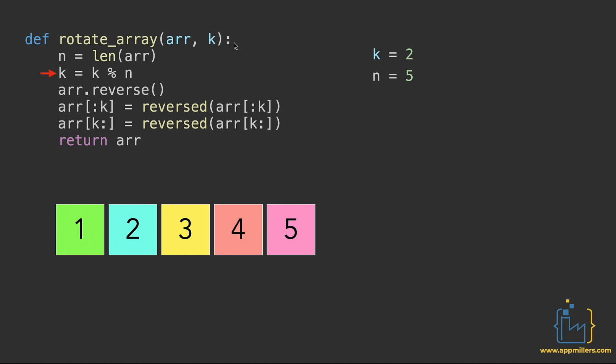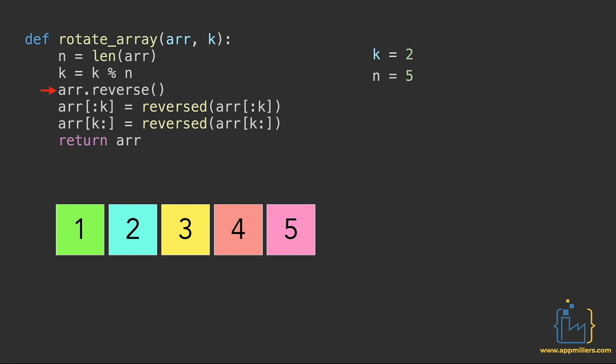Now if someone passes a parameter with a value greater than the length of the array, we need to adjust that k so that it becomes less than n. In our case, k is already less than n, so it's not going to be adjusted. It's going to remain as 2. Then we will continue to the next line of code.